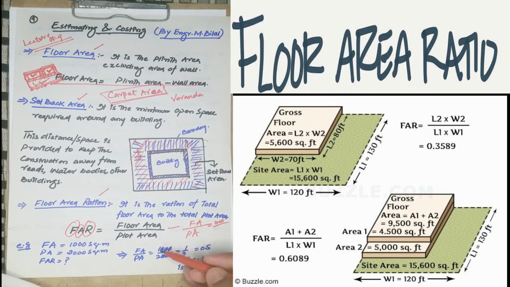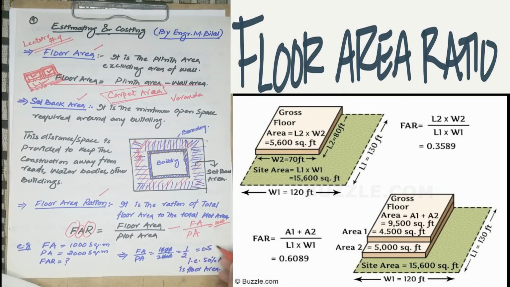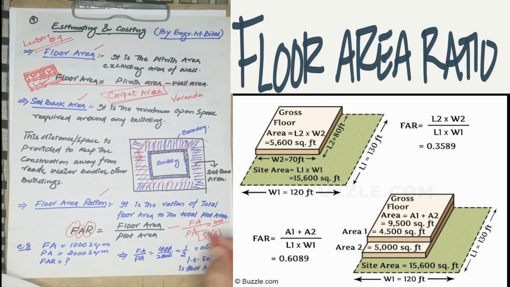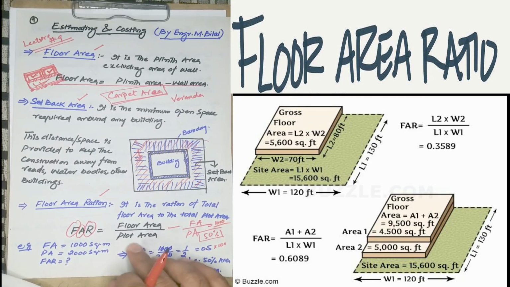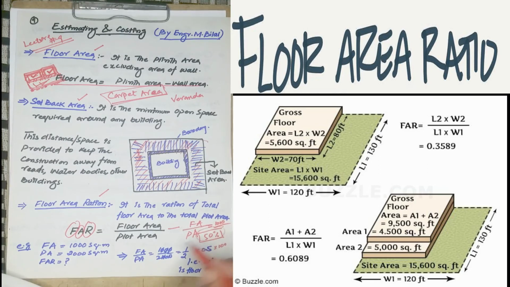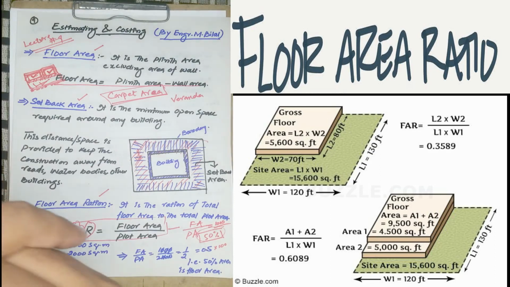So we will divide 1000 by 2000, which becomes 0.5. When we multiply by 100 for percentage, this becomes 50%. So the floor area will be 50% of the total plot area. We can find the percentage for any building by using this formula.